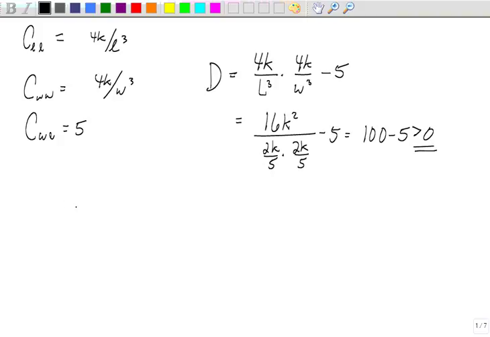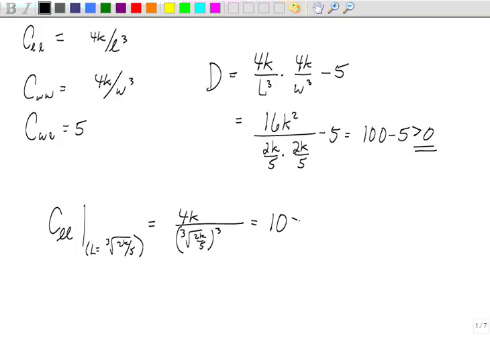So then we check C_LL at the point, and L is equal to W. So at the point, that's going to be greater than 0, so we do have a local min at that point.